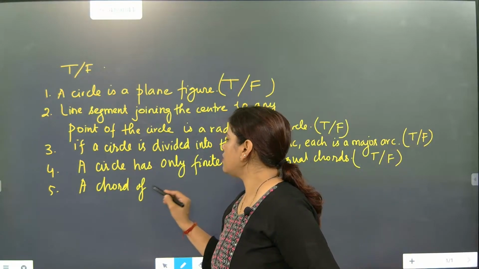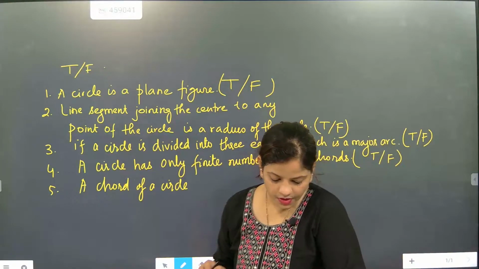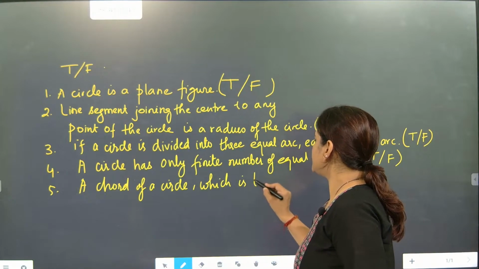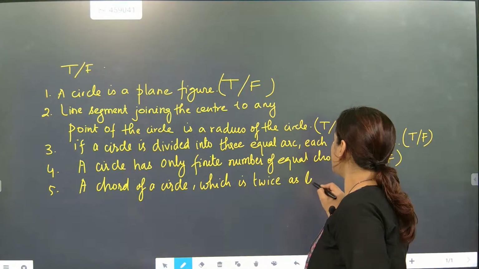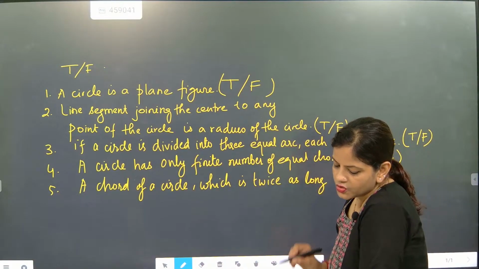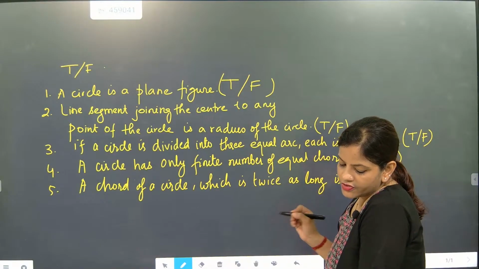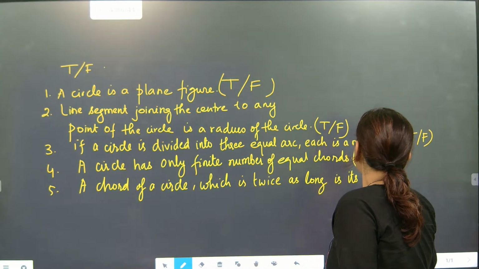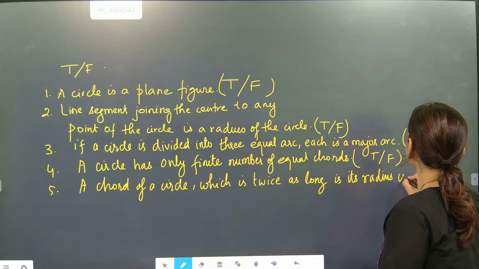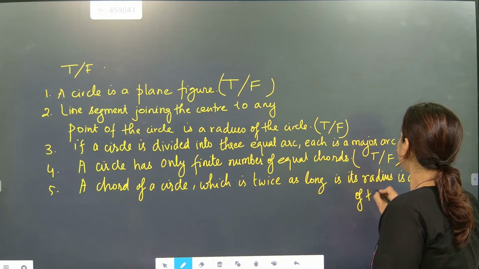Fifth question. A chord of a circle which is twice as long as its radius is a diameter of the circle.